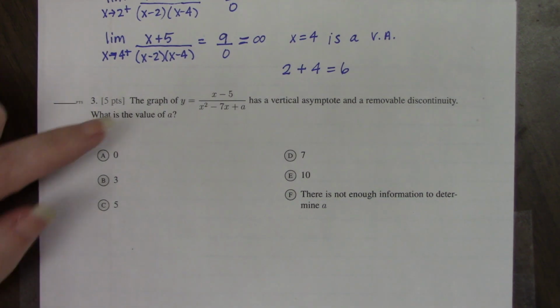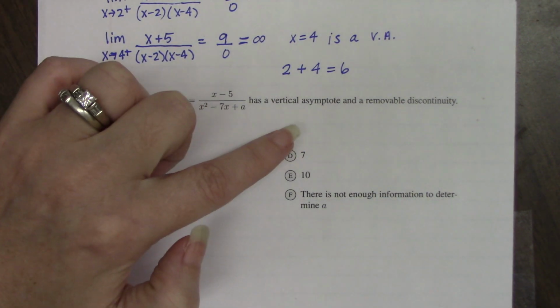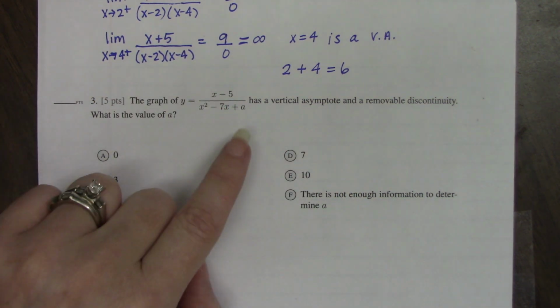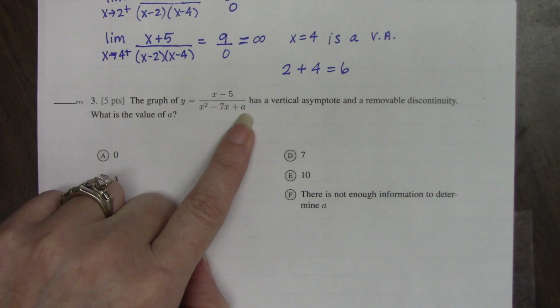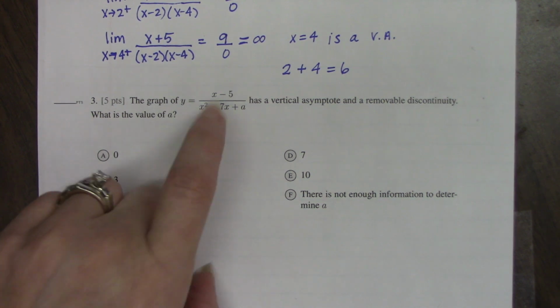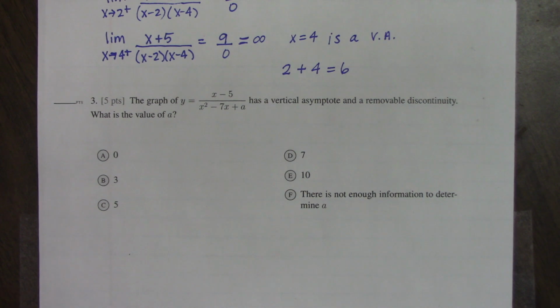Question 3 says the graph of y has a vertical asymptote and a removable discontinuity. What is the value of a? So we want to figure out what this number a has to be so that this quadratic factors in such a way that we find one removable discontinuity and one vertical asymptote.